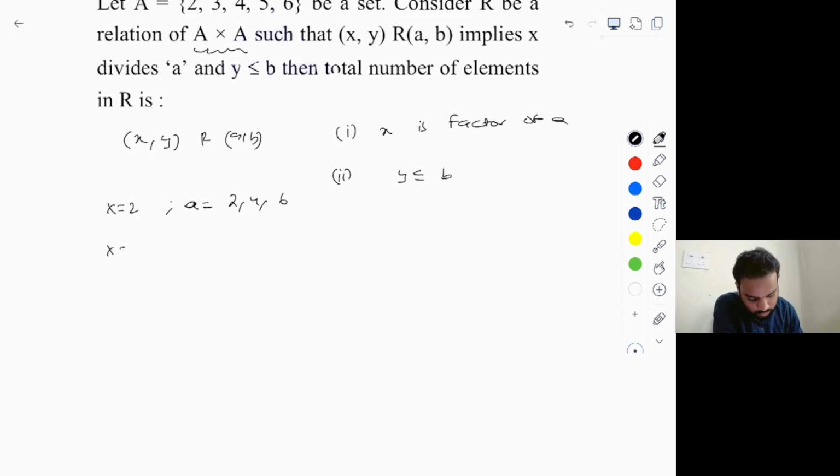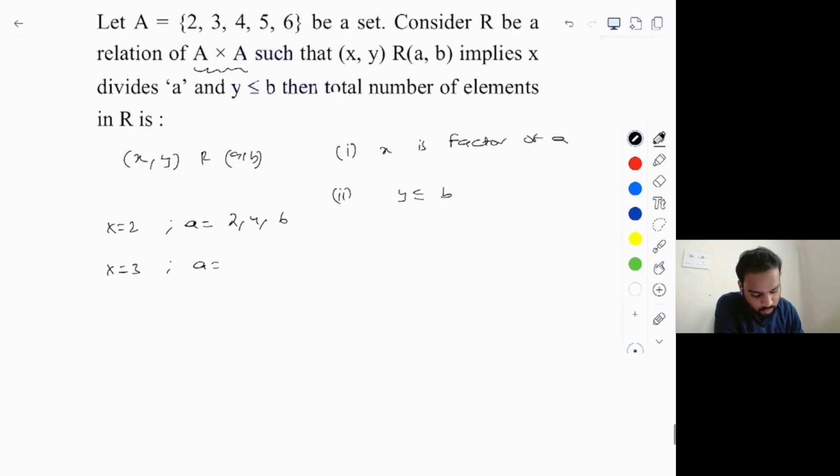Similarly, let's start with x equal to 3 now. In this case, a must be a multiple of 3. What are the multiples of 3 available? Clearly 3 and 6. If I put x equal to 4, there is only one multiple of 4, which is 4 exactly. No other values are there. I can take x equal to 5, and you still get the same thing, a equal to 5, because no other higher multiples are there. Similarly, x equal to 6 will give you a equal to 6.